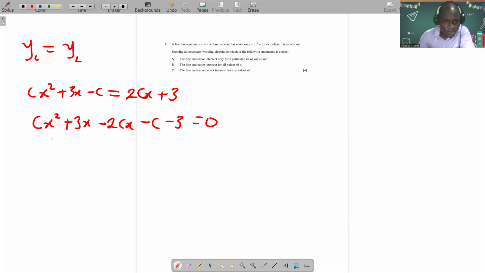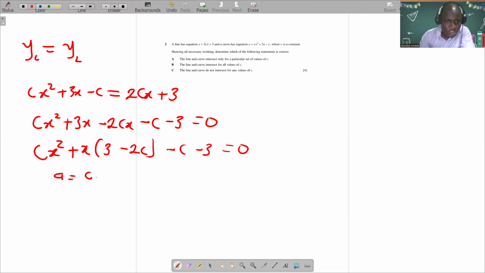So let's factorize further to make it look like a proper quadratic equation. cx squared plus x into brackets 3 minus 2c, minus c minus 3 equals 0. So here now we know that our a equals c, b equals 3 minus 2c, and c of the discriminant, not this equation now, is equal to minus c minus 3.